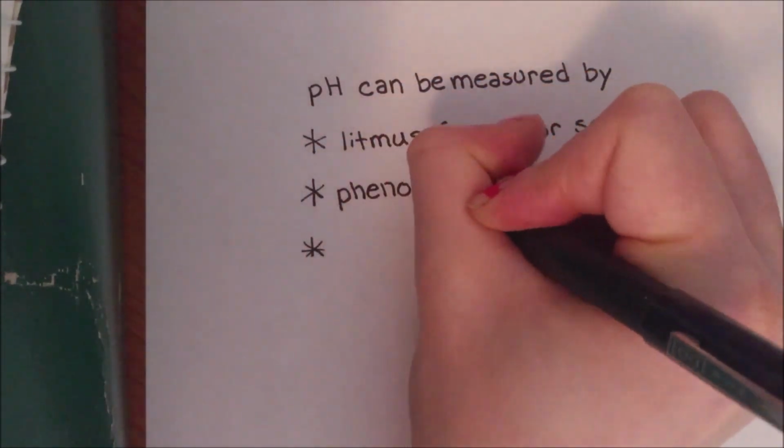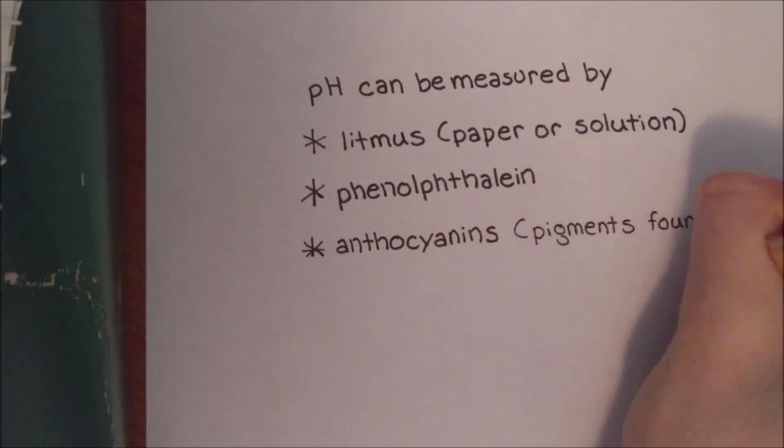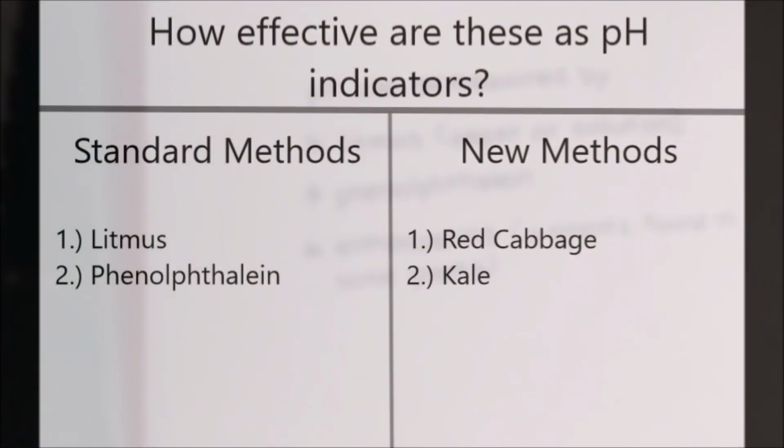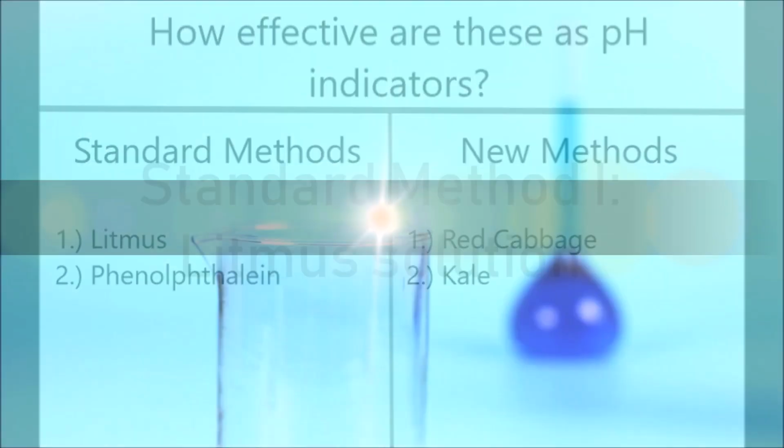Red cabbage and kale contain an anthocyanin pigment which turns red in an acidic solution and yellow in a basic solution. We will evaluate the effectiveness of traditional pH indicators such as litmus and phenolphthalein, as well as unconventional pigments in red cabbage and kale.